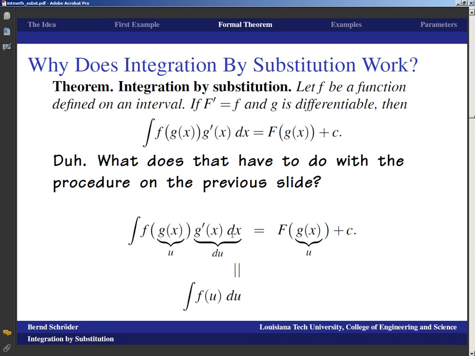We didn't quite say du is g prime dx. We said dx is du over g prime and then did some cancellations, but that's the same thing. Either way, the process replaced this with an integral f of u du. Then we solved that, and of course the integral of f of u du is just the antiderivative at u plus c, and then we substituted back, and so we ended up with that right-hand side.